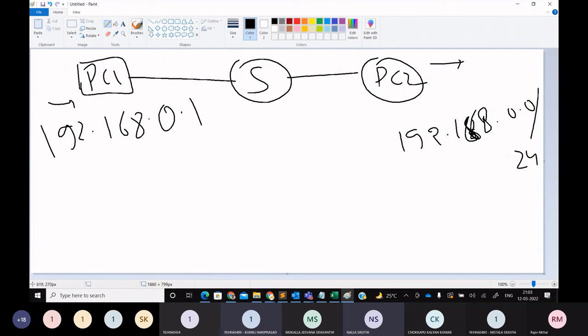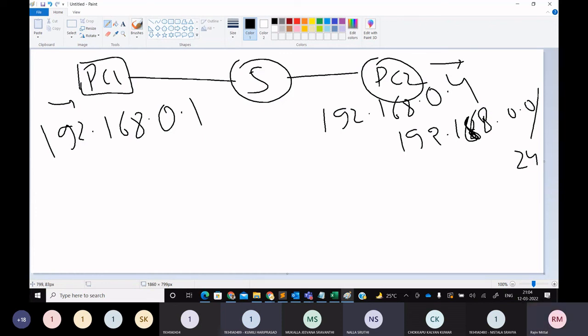192.168.0.1. PC2, sir. 192.168.0.4. Okay. And what is the reason of giving them the same network? Yes, sir. Both are in the same network.